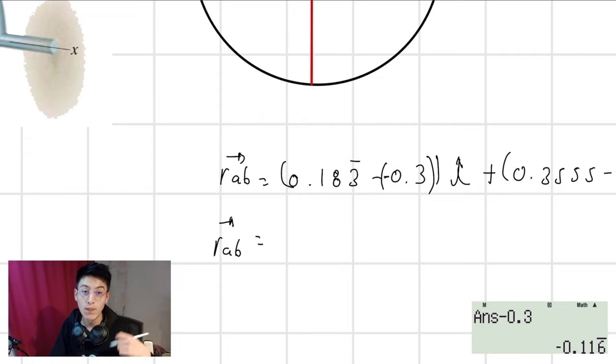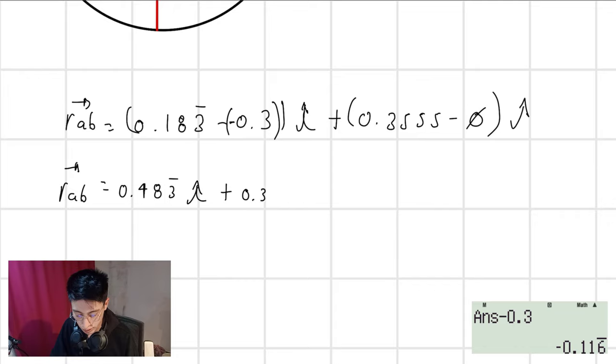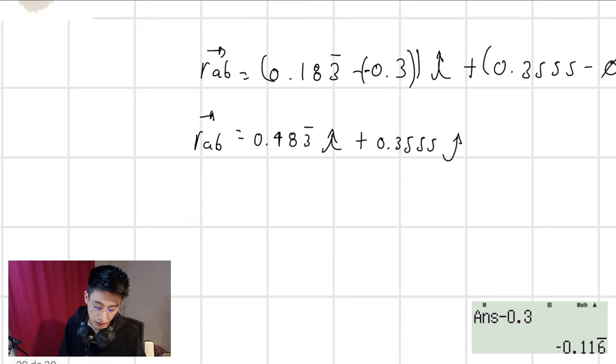Now, using the coordinates correctly, this is going to be equal to 0.183 minus 0.3. That is equal to an addition. So this is going to be 0.3 plus 0.183, so 0.483 periodic 3. And this is along the y-axis, y-direction, plus 0.3555 along the j-direction.